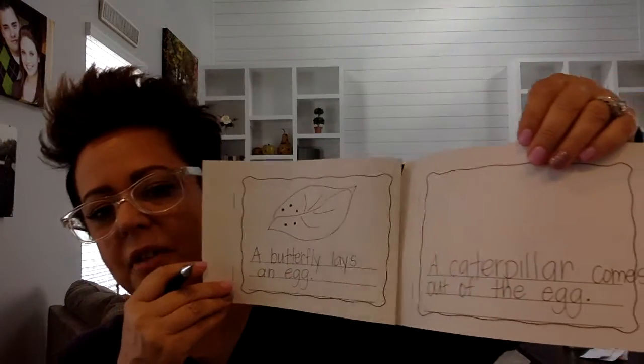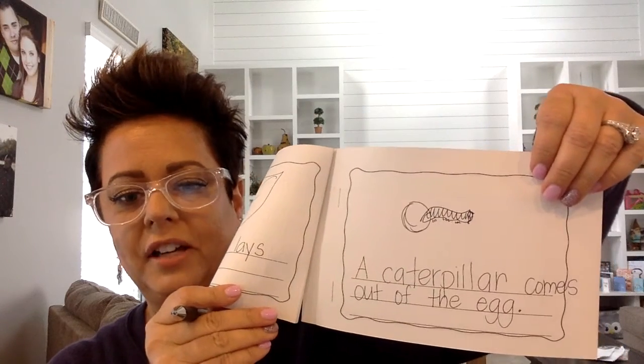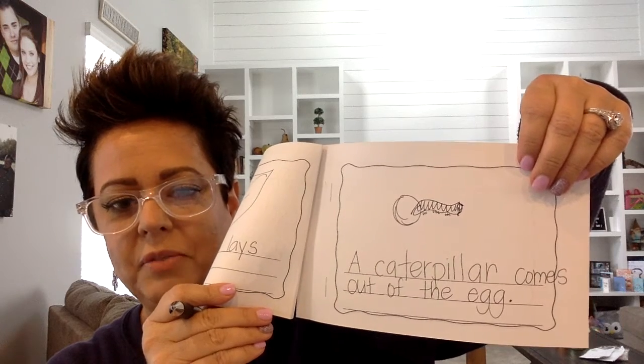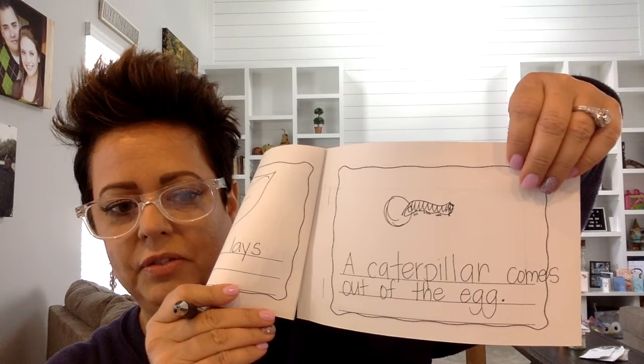If you need to stop the video, you can. So I'm going to make a picture of my egg, and I'm going to make it a little bigger. And I'm going to draw my caterpillar that has come out of the egg. So I drew my caterpillar that comes out of the egg. If you need to stop the video, go ahead and stop the video.